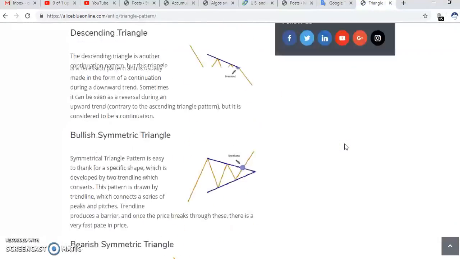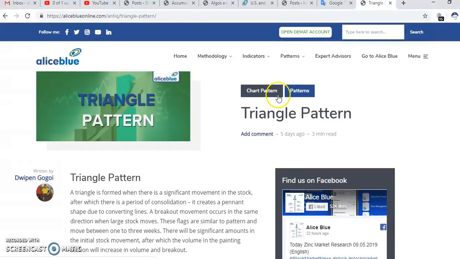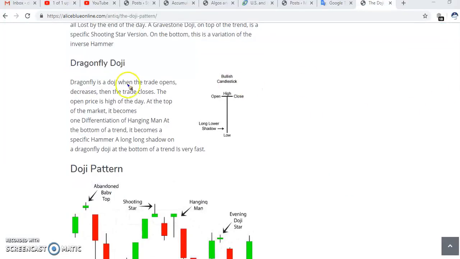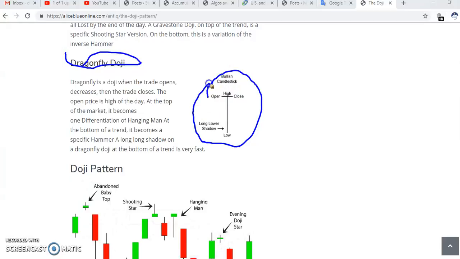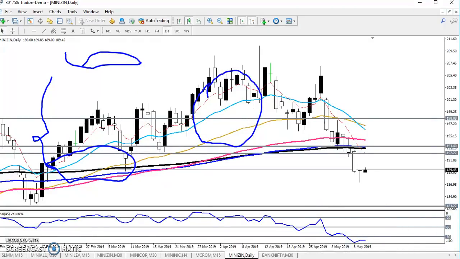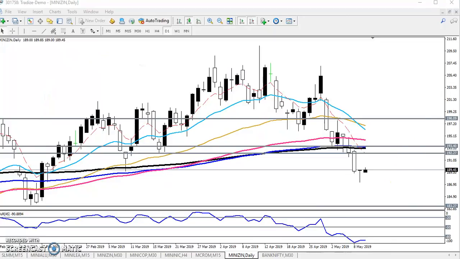Yesterday I wrote on our website about candlestick patterns. This is a dragonfly doji. Have you seen this dragonfly? You can visit our web page and read the whole thing. The dragonfly is one type of doji pattern. We can see what the market behavior is when they form like that. You can read it properly. Here, they are almost forming this dragonfly pattern.